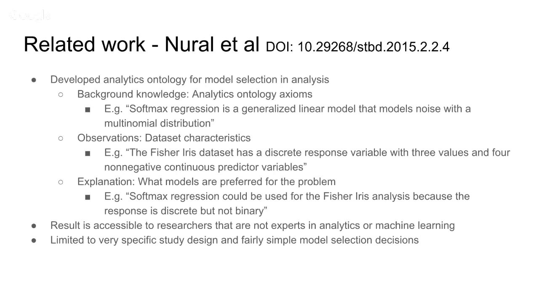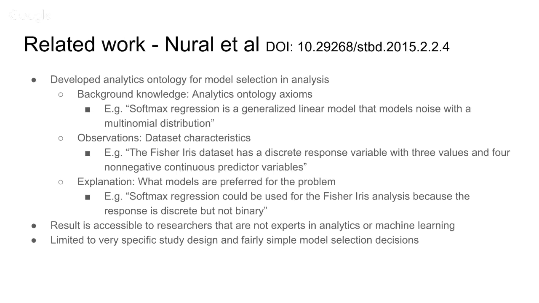So what models are preferred for this analysis question? An example conclusion could be: softmax regression could be used for the Fisher-Iris data set because the response is discrete, but not binary. And so, it can plug in different data sets and different models to get these justifications for what you should do. And like I said, it's more accessible to someone who's not really a specialist in machine learning.